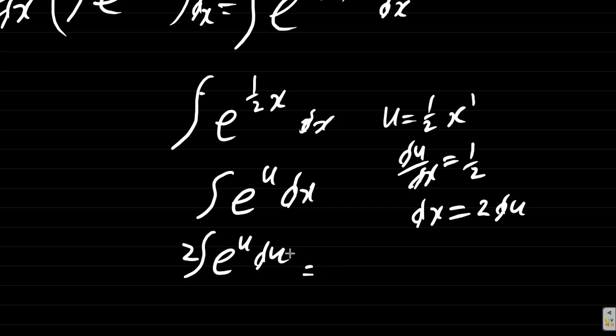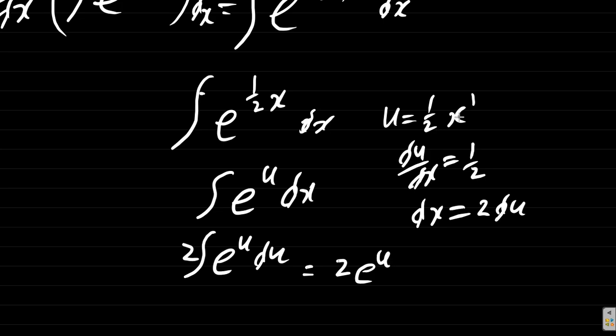What's the integral of e to the u du? It is e to the u. It's just like how the integral of e to the x dx is e to the x. The integral of e to the u du is e to the u. So it's 2e to the u.